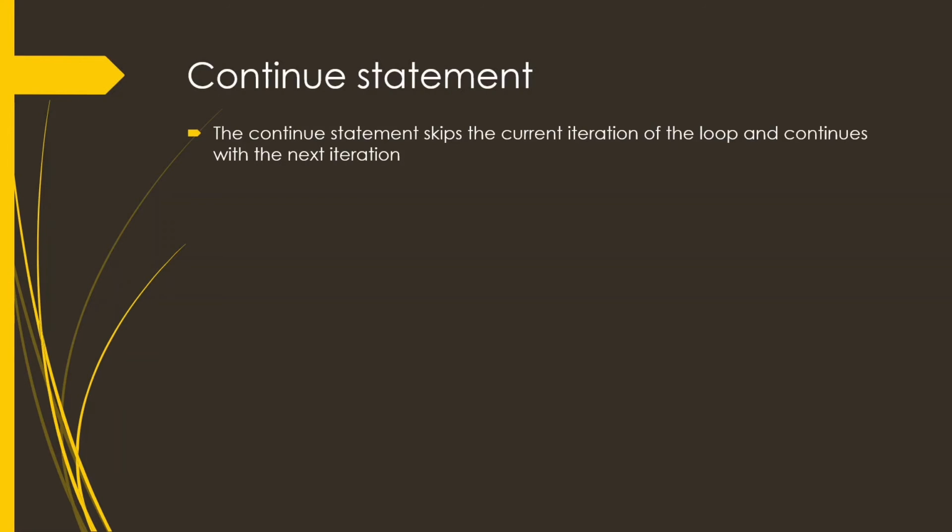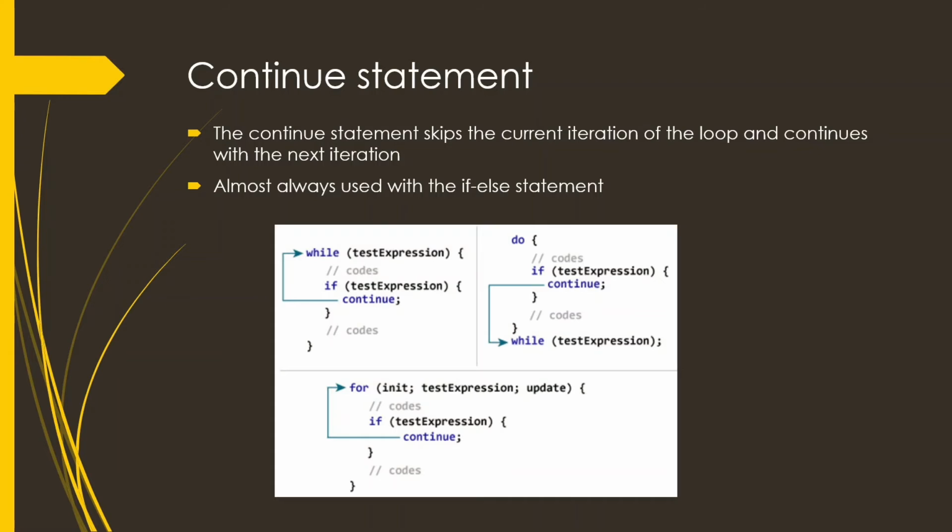The continue statement skips the current iteration of the loop and continues with the next iteration. And just like the break statement, it is also used most commonly with the if-else statement. Now, if it is used inside the while, do while or for loop and it is encountered, then the rest of the loop is skipped and it goes back to the test expression to check if the test expression evaluates to true or false.